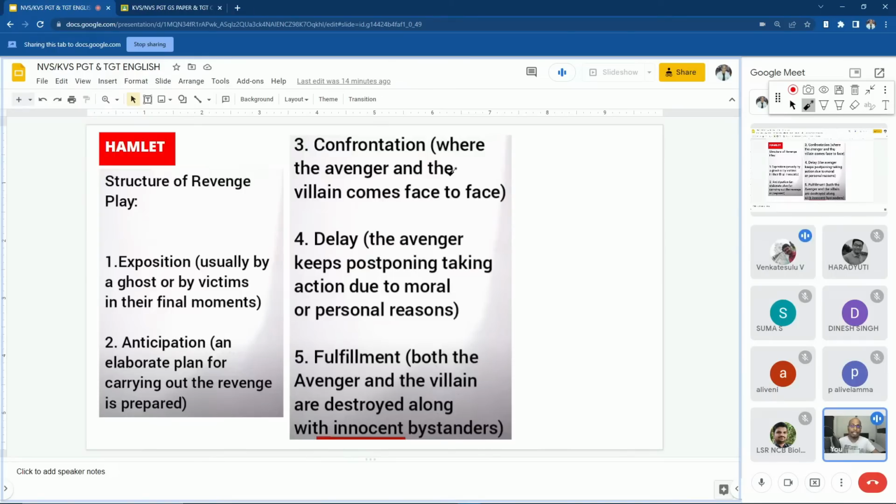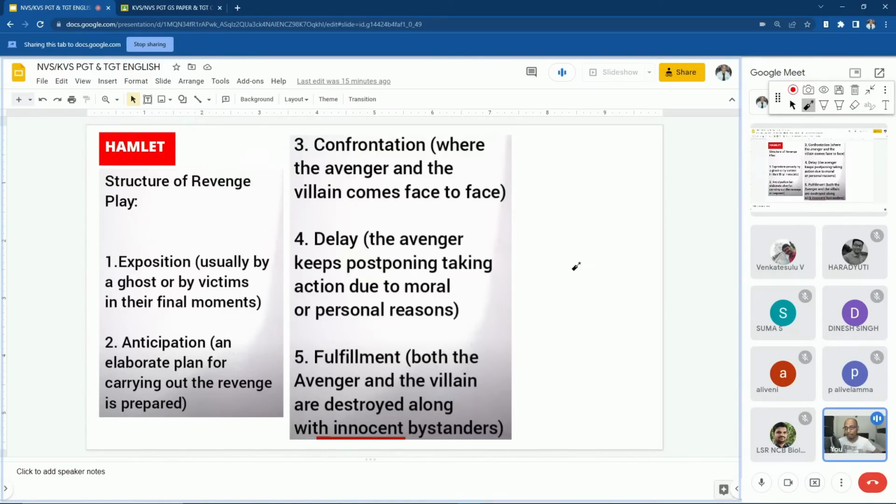The third one is confrontation. What is confrontation? Where the avenger and the villain come face to face. When Claudius and Hamlet come face to face, that becomes a confrontation. Hamlet wants to confront Claudius to make him accept that he is the murderer. And Claudius wants to enrage Hamlet so that he can live happily and peacefully as the king of Denmark.